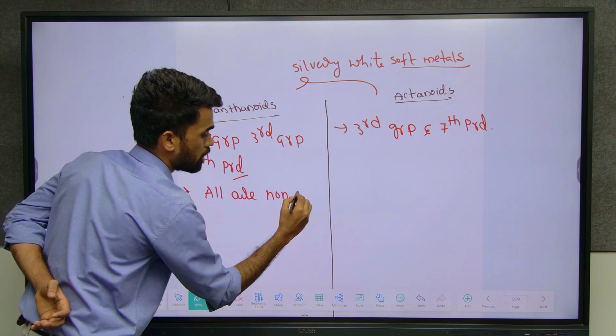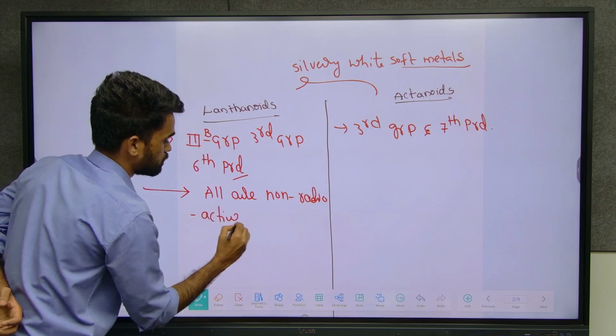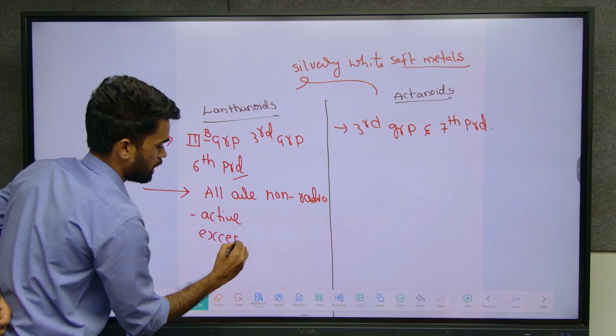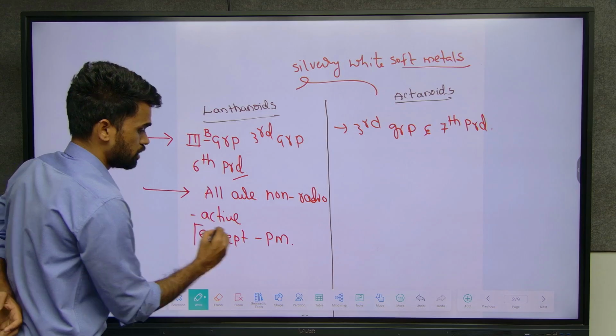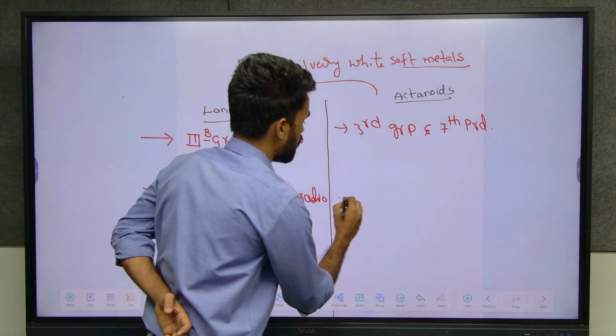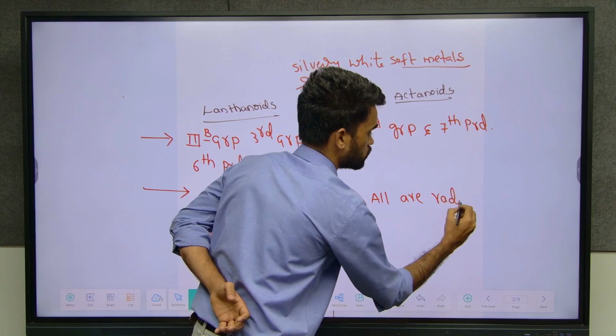Here all are non-radioactive except promethium. What is that? The radioactive element here is promethium. Here in actinides, all are radioactive.